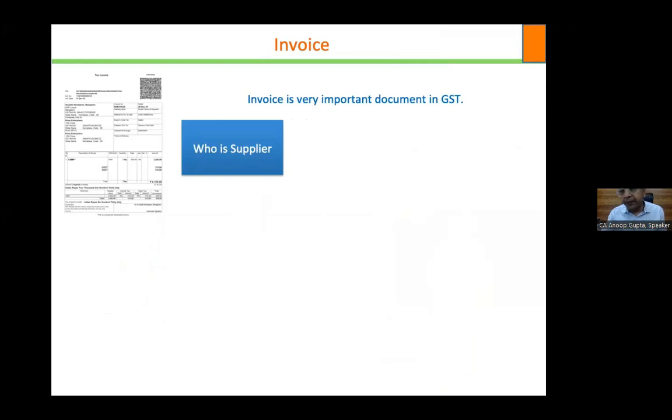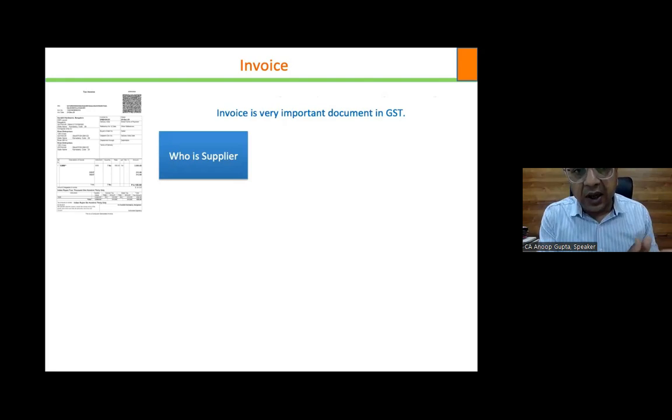Now I am coming to the concept of invoicing under GST. Invoice is the very basic document under GST. You may say it is a duty paying document. On the invoice only we will be charging GST, CGST, SGST or IGST. As I have already told you, we need to check what my transaction is. My transaction is a supply. First of all, I have to see whether it is a supply or not a supply.